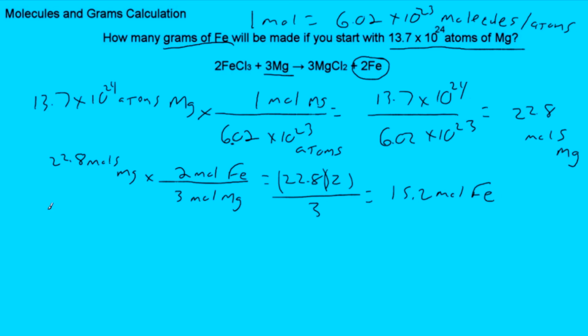And then finally, it's asked for grams. The question says grams of iron. So we have to go grams equals molar mass times moles. The molar mass of iron is 56. Moles we just solved for. 15.2, 851.